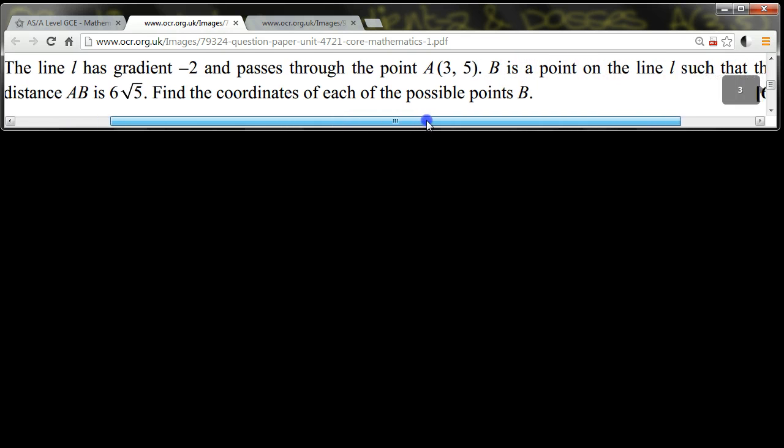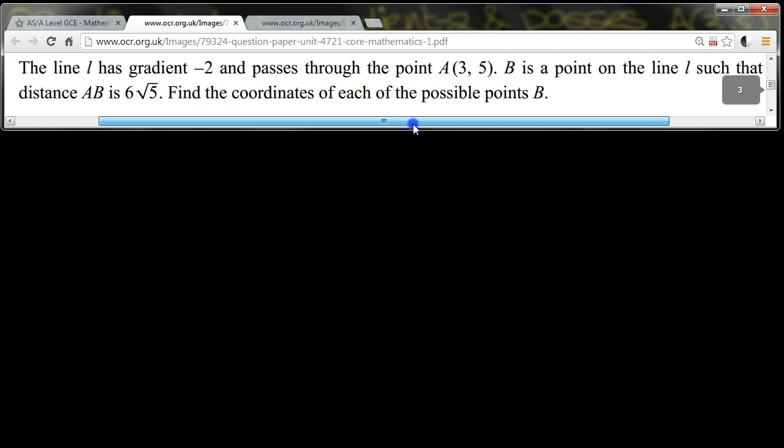The line L has gradient -2 and passes through the point A, 3, 5. B is a point on the line L such that the distance AB is 6 root 5. Find the coordinates of each of the possible points B.